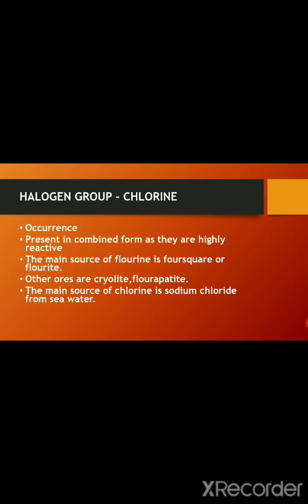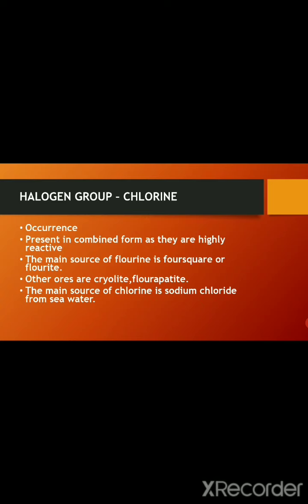The main source of fluorine is fluorspar or fluorite. Fluorspar or fluorite are the ores of fluorine from which fluorine can be obtained. The other ores are cryolite and fluorapatite. But for chlorine, the main source is sodium chloride, that is common salt, which we can obtain from seawater. So for fluorine and chlorine, they have given the ores and the main source of preparation.